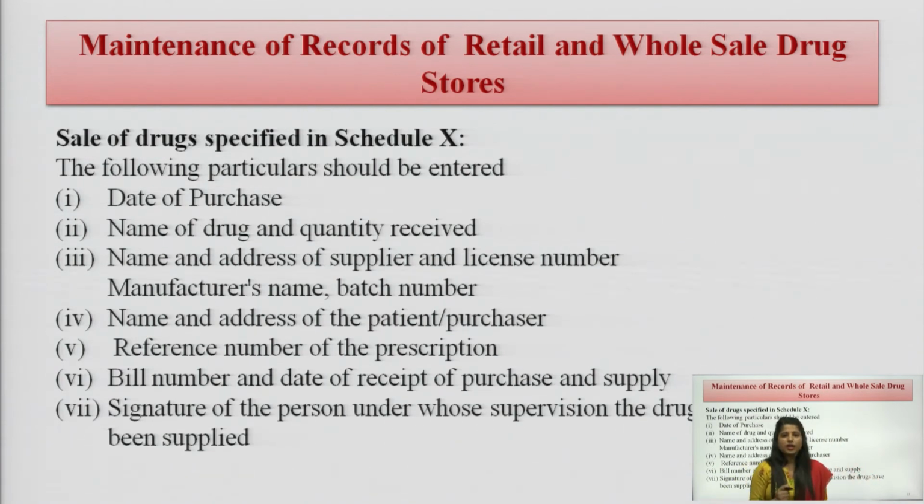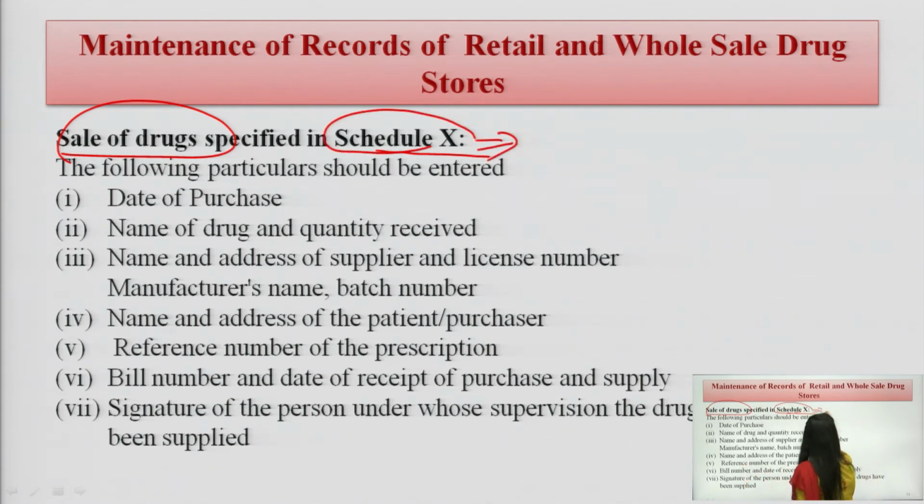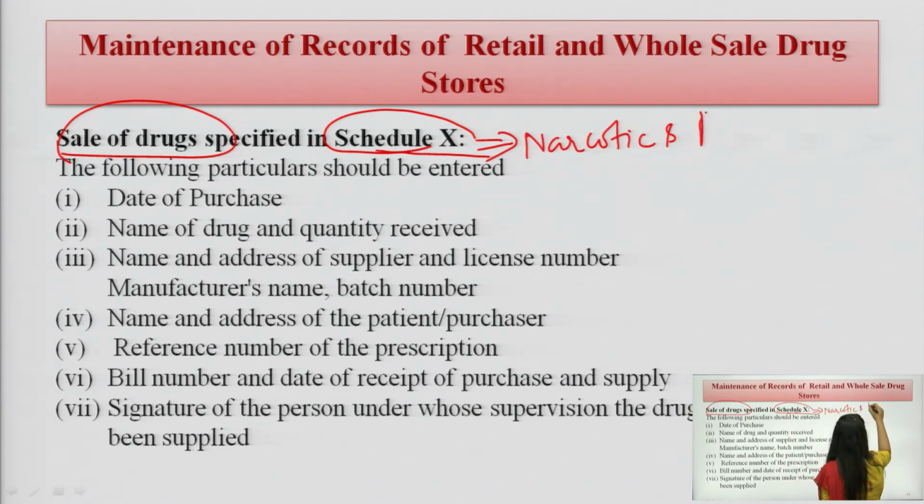Another is the sale of drugs. First we discussed the purchasing system for the retail and the wholesale, and what points we will record. Now we will see how to sell the drugs, and in the different schedules the points are a little bit different. So, sale of the drugs specified in schedule X. Similarly, in the next slide we will discuss schedules other than X. For schedule X, first we will write what schedule X is: the narcotic and psychotropic substances.